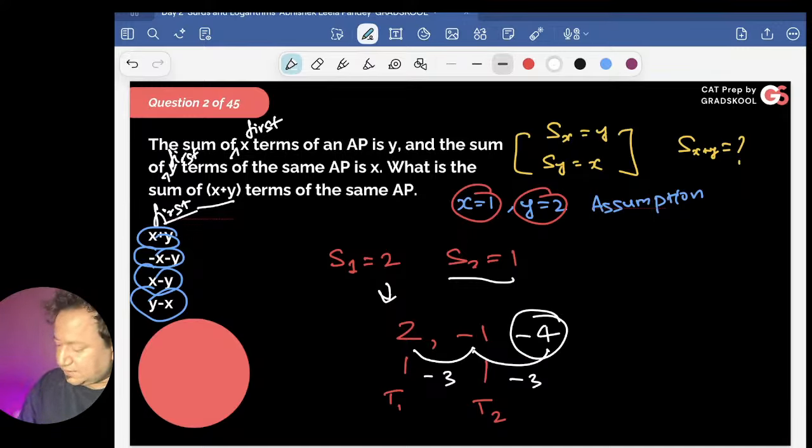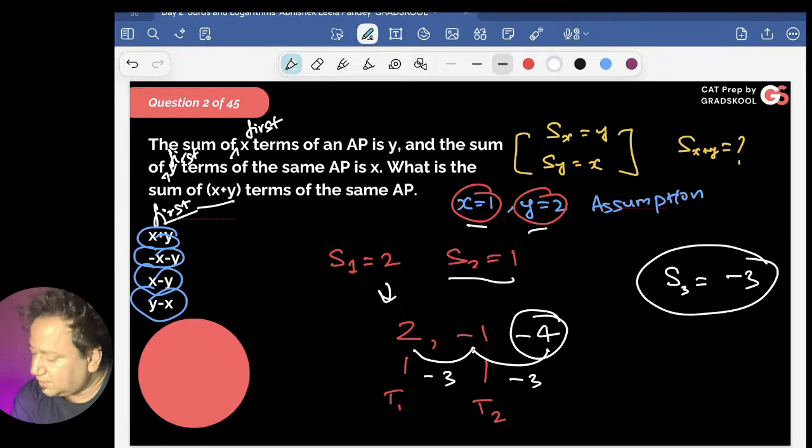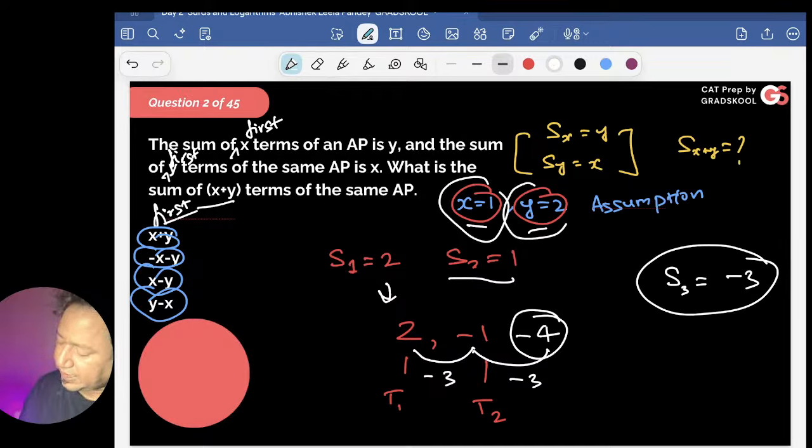So the question Sx plus y, यहाँ हमारा 1 और 2 है. That means S3 कितना हो जाएगा? Sum of all these terms is 2 minus 1 minus 4. How much is that? It's equal to minus 3. Wow. What just happened? I got S3 as minus 3. Isn't that strange? That's strange. So now my assumption was x equal to 1 and y equal to 2. Here I got S3 as minus 3, and I was discussing in terms of assumptions and variables.